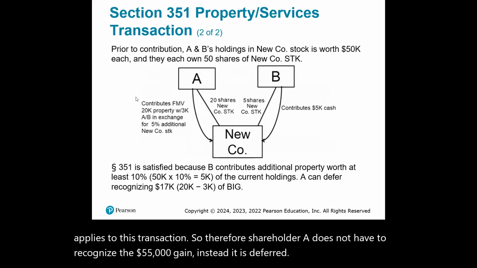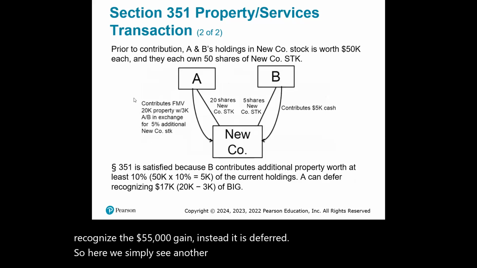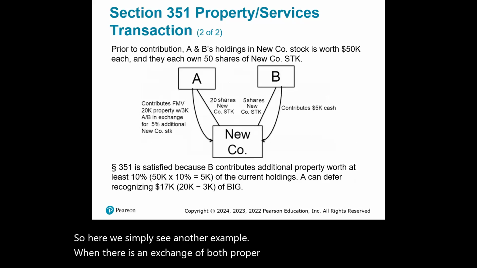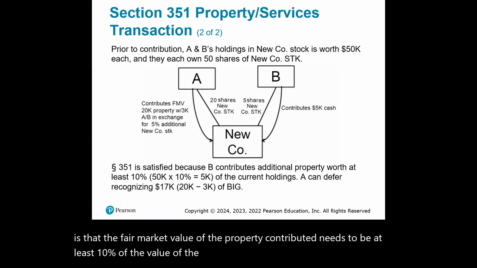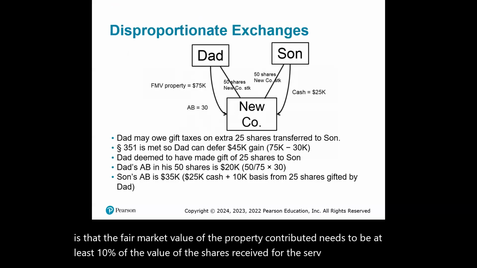So here we simply see another example when there is an exchange of both property and services. The key thing is that the fair market value of the property contributed needs to be at least 10% of the value of the shares received for the services provided. So here we have disproportionate exchanges.